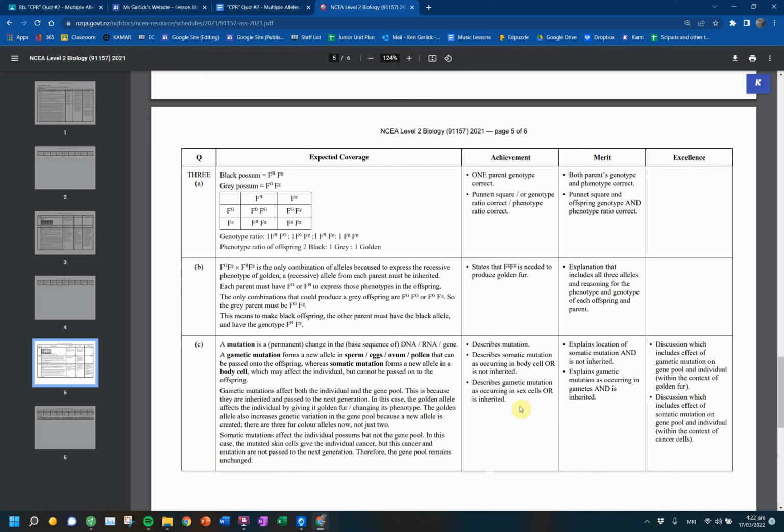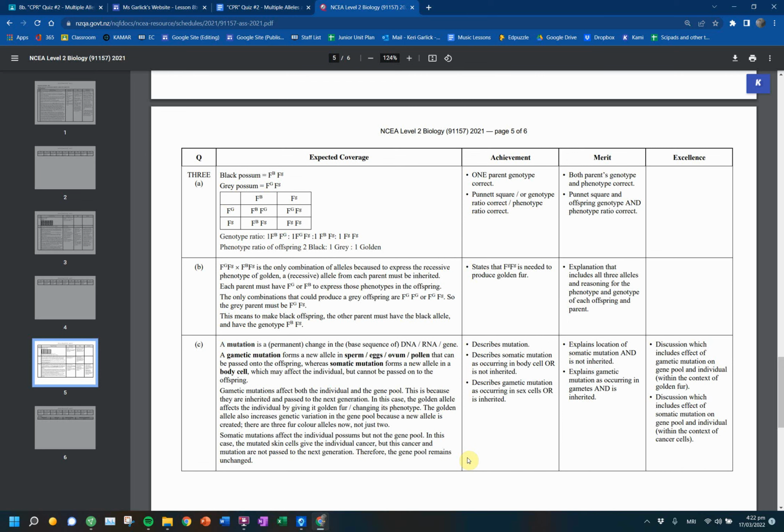For this one, the other thing was explaining the location of those mutations. So understanding one's happening in the sex cells and others are not, and understanding that gametic is something that's inherited, whereas somatic isn't. So gametic mutations are what can be added to the gene pool. We haven't talked about gene pools yet, that's in our last section, but basically it's all the genes and alleles that are available in a population.